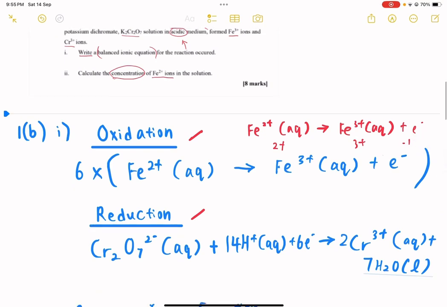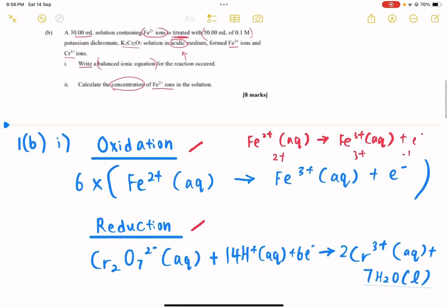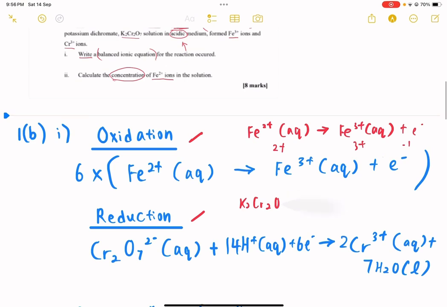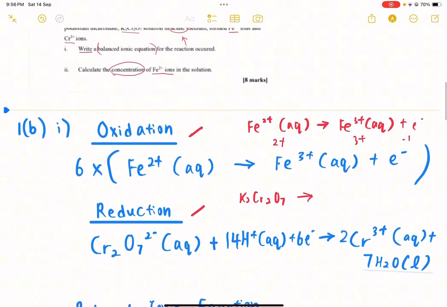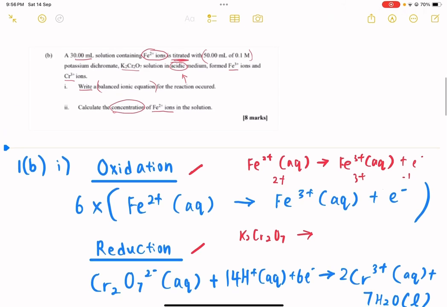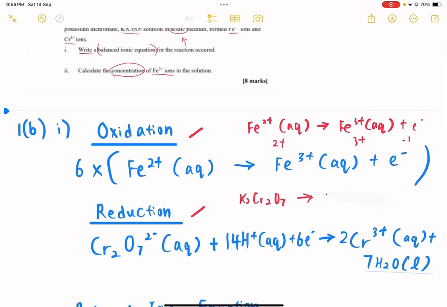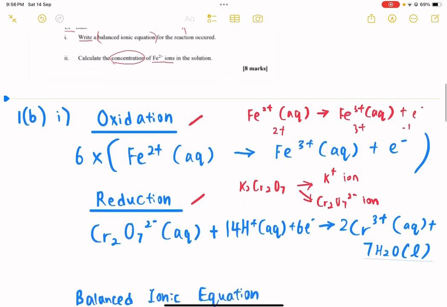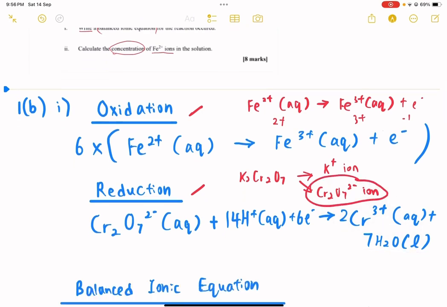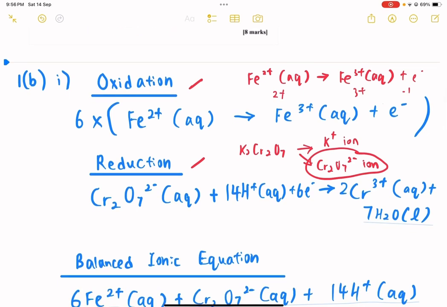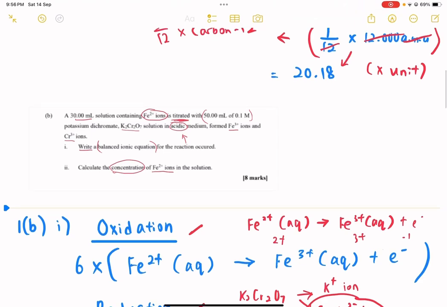The next is the reduction, and from the question it's K2Cr2O7. But after we dissolve it inside the water solution, it will dissociate into K+ and K+ ions, and also Cr2O7 2- ion. But we just take this for the reduction. So initially we have Cr2O7 2- aqueous, and then it becomes Cr3+. The question already stated it forms Cr3+.